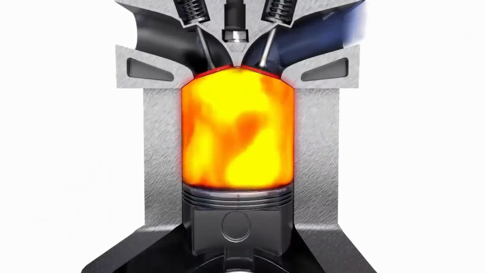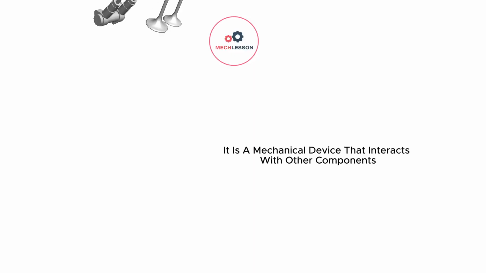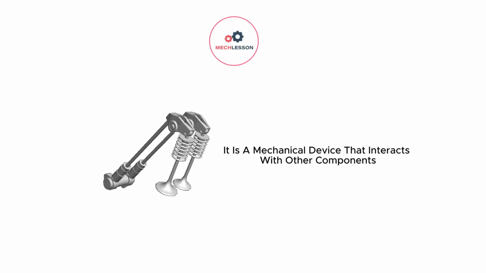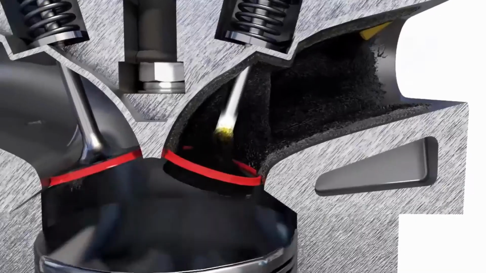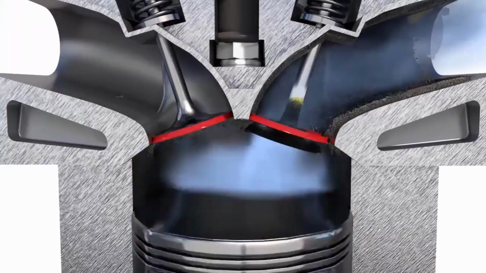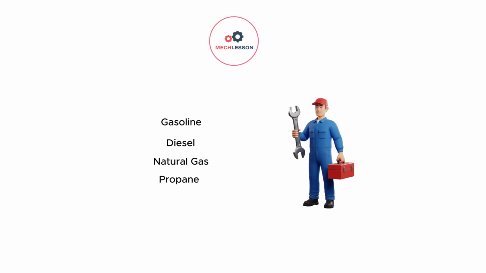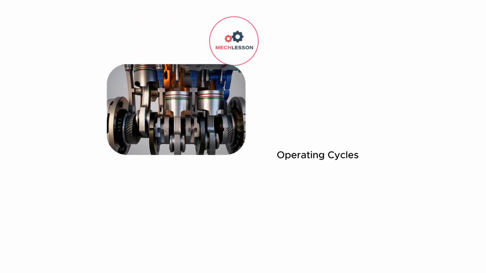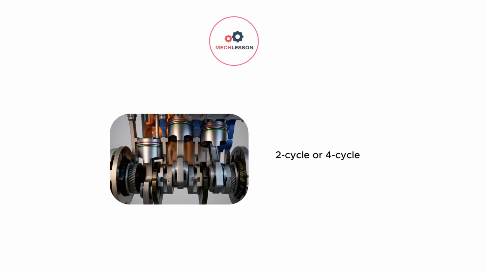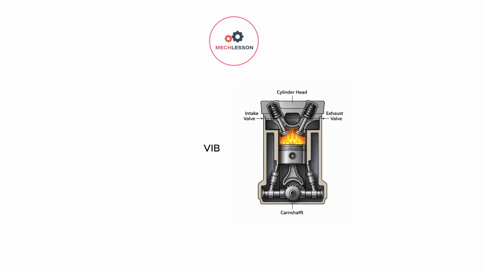The function of an engine valve is to block or pass flow in engine systems. It is a mechanical device that interacts with other components, like rocker arms, for precise timing. Valves are common in combustion engines using various fuels: gasoline, diesel, natural gas, propane. Variants are based on the number of cylinders, operating cycles, 2-cycle or 4-cycle, and valve designs: OHV, OHC, and others.